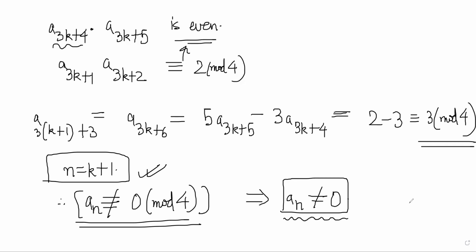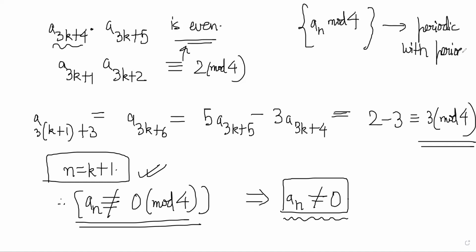So what we have actually shown here is that the modular sequence of a_n mod 4 is periodic with period 3, because we have shown that they repeat in cycles of 3. It is either 1, 2, or 3 mod 4, right? So that helps us prove this statement, basically. So that's all that I wanted to show you about periodic sequences.